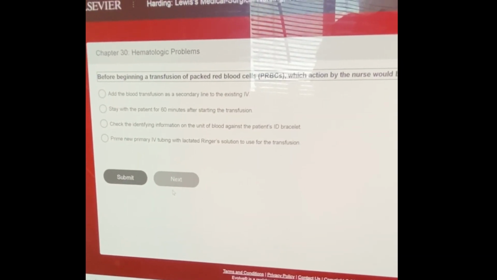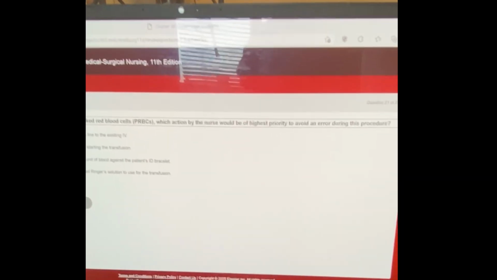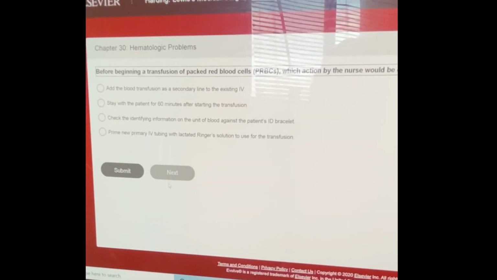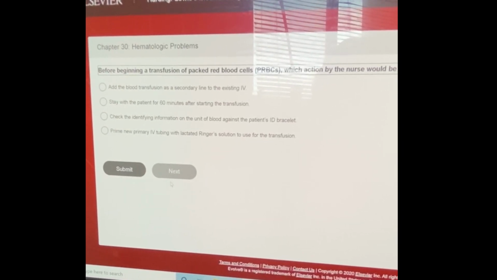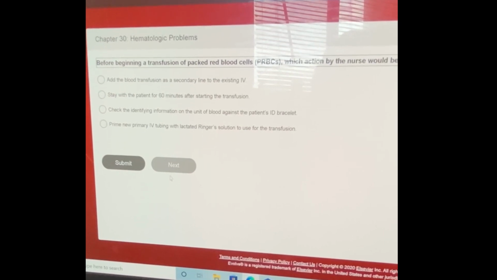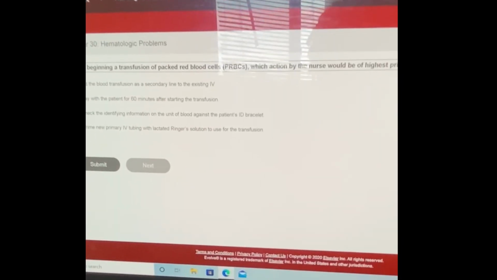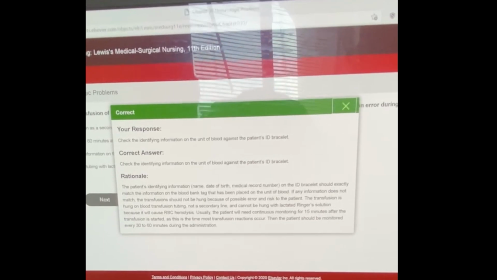Okay, so I don't see why you would want to avoid that. No. Read the question again. Which action by the nurse will be highest priority to... Highest priority... Okay, I'm reading wrong. Highest priority to avoid an error. Okay, so if you're doing to avoid an error, you will want to stay with the patient for 60 minutes after starting the transfusion. That's what I would think. Well, no. Check the... Oh, yeah, of course. That's basic. Check the identifying information on the unit of blood against the patient's ID bracelet. That's it for sure. Oh, go on, Nurse Chris.